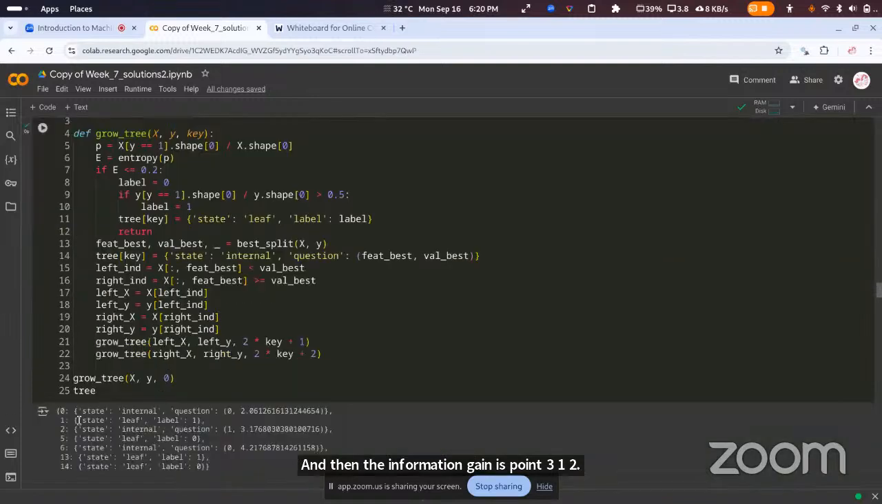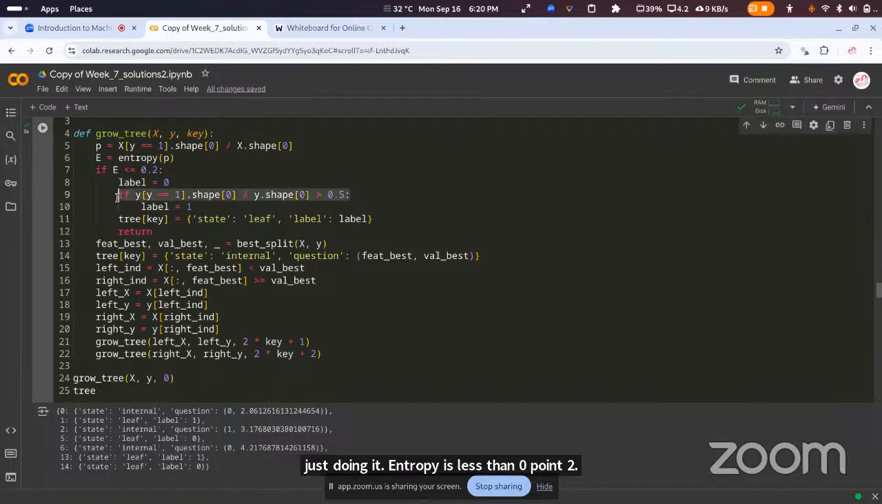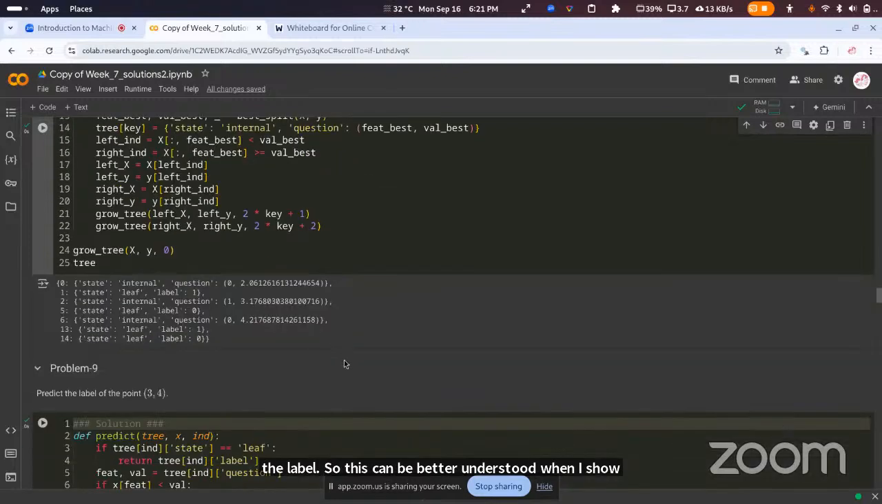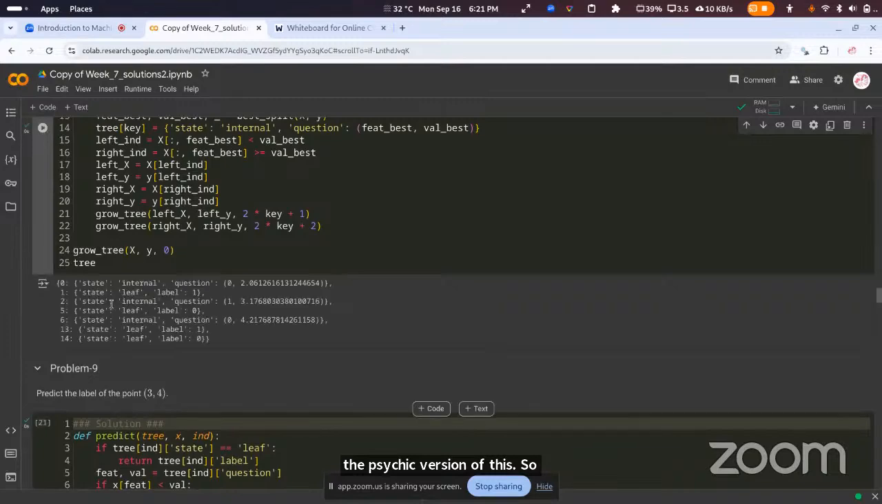Now let's grow the tree and check. This is just doing, if the entropy is less than 0.2, we again compute the proportion. That is, if the point belongs to class 1 and it's actually classified as class 1, then we update the state and the leaf with the label. This can be better understood when I show the scikit version. Here everything is coded manually, but in practice you needn't do this.